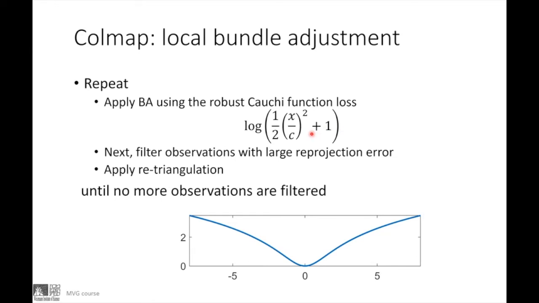Then they filtered observations that had large reprojection errors. These are the new outliers that they considered. They applied retriangulation, and repeated bundle adjustment, and did this until no more observations were filtered. So that's the local bundle adjustment step.